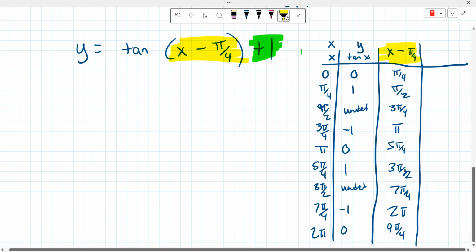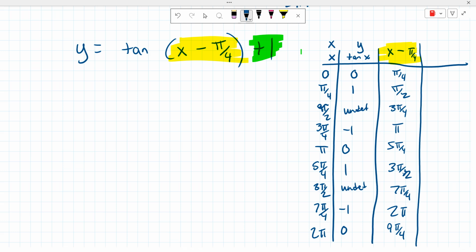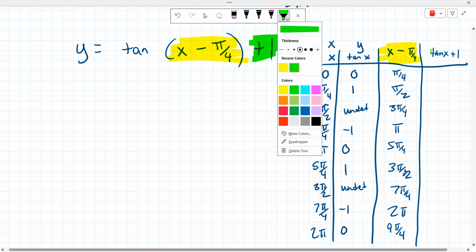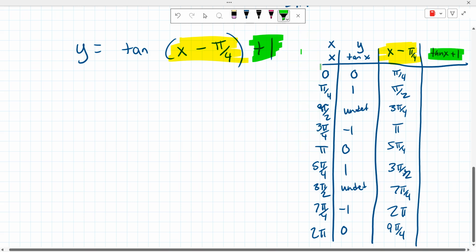Then we're going to have a tangent of x plus 1, right? So how is that going to move it? It moves the y up 1. So we'll take each of these numbers and go 1, 2. Undefined plus 1 is still undefined. 0, 1, 2, undefined. 0, 1. Okay.